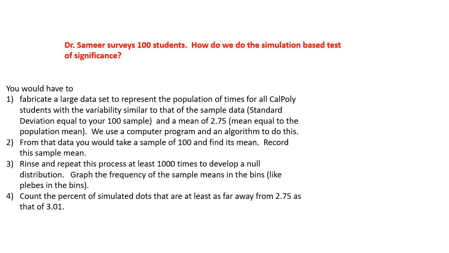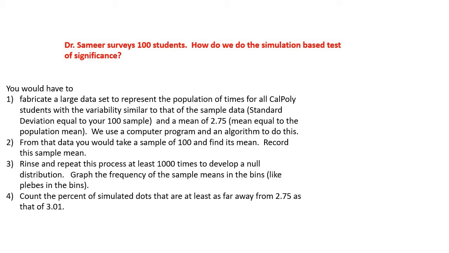What is that? Well, the first thing is that you'd have to fabricate a large data set to represent the population of times for all Cal Poly students with variability similar to the sample data. So the standard deviation is going to get pulled from the 100 sample, but the mean is going to be the population mean. It's a computer algorithm that does this. The way you do this is you create random people and you place them where you know they should be placed under some assumptions. So you make some assumptions of what one standard deviation or two standard deviations away from the mean actually means, and then you place them there.